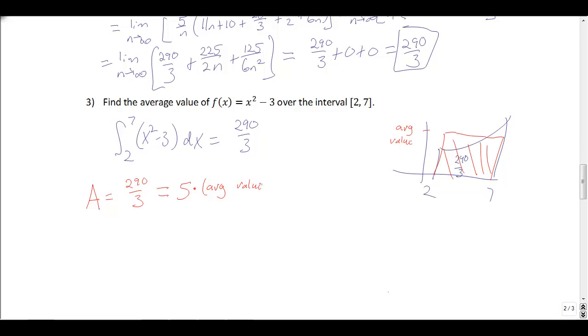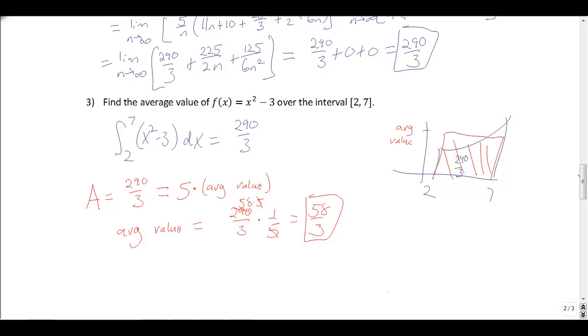Well, that just tells me that the average value should just be 290 over 3 times 1/5. And let's see, this is going to be 58 times 5. Cancel the 5s, and so you get 58 thirds is really your average value of x squared minus 3 when x goes from 2 to 7.